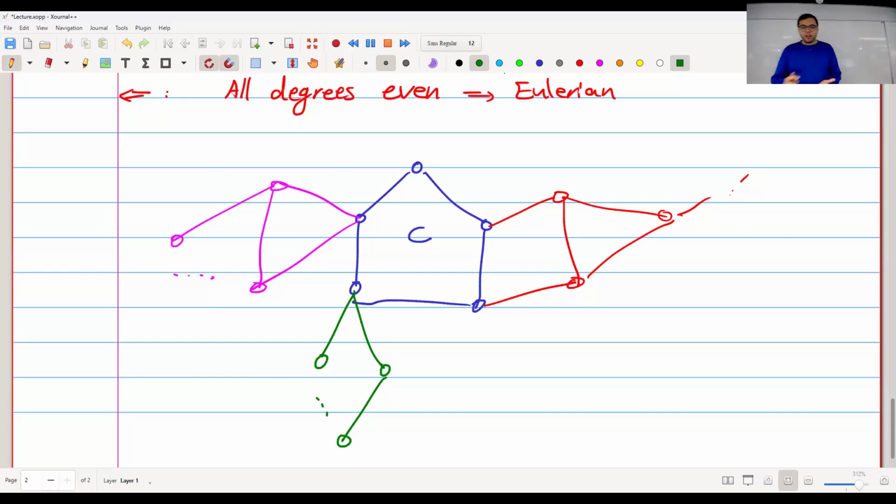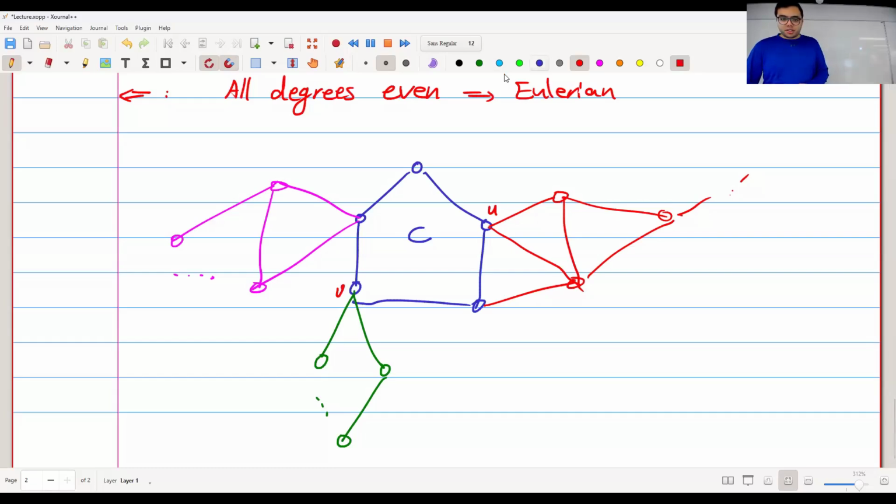Okay. Now, what can I do? Well, I know that this red part is Eulerian, right? And if this red part is Eulerian, it means that I can start from this vertex, let's call it U, and I can see all of the red part and I can come back to U. So that's my Eulerian circuit in the red part. Okay. The same thing here. This green part is also Eulerian, so I can start from this vertex, let's call it V, see all of the green part and come back to where I start.